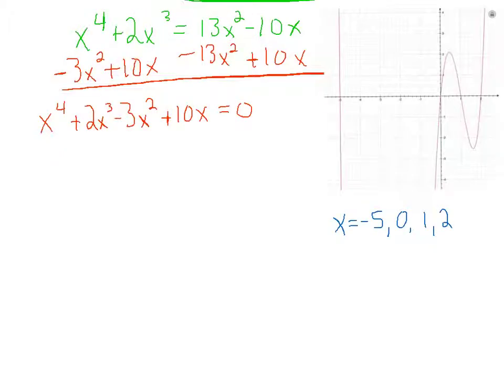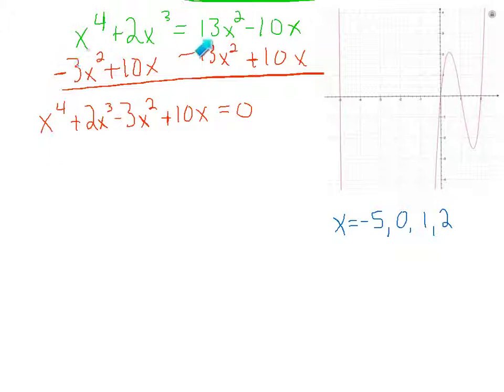Okay, so here's an example I want you guys to try at home, or at school, wherever you're watching this video. So I have x to the fourth plus 2x cubed is equal to 13x squared minus 10x. Once you finish this, pause the video, and then press play again and I'll show you the answer. Alright, so here's the solution of the problem.